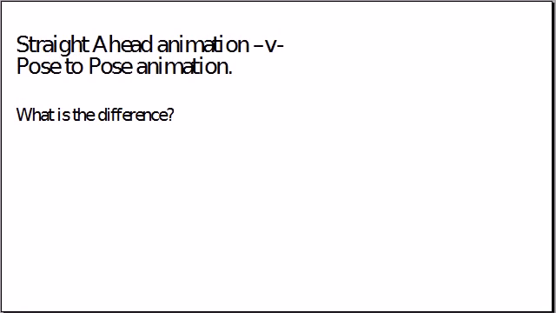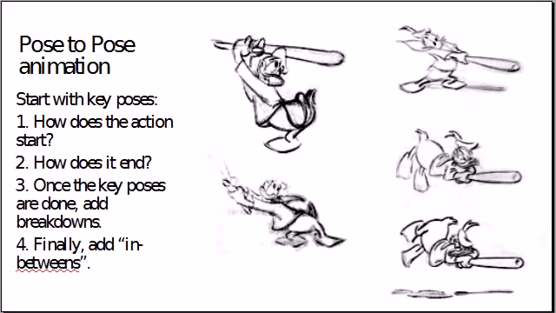So, straight-ahead animation versus pose-to-pose animation. What's the difference between the two? This is something that the animators in the 20s and 30s discovered right away. Most animators pretty much work pose to pose. That is to say, you start with your key poses. You ask yourself, what's the beginning of the action? What's the end of the action? What's the recovery period at the end? In other words, what are all of the key poses that you need to tell the story?